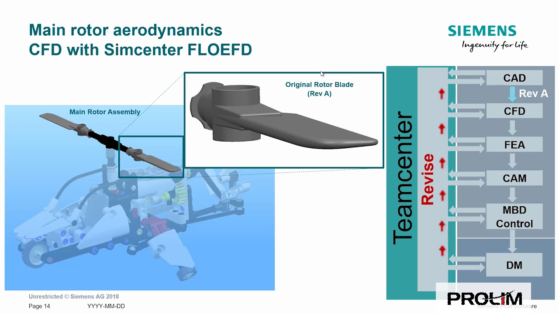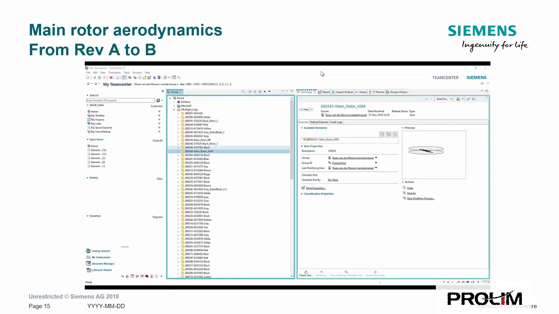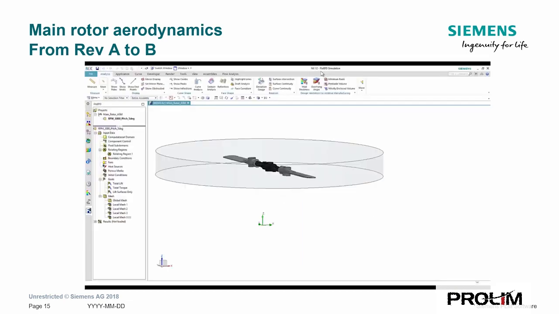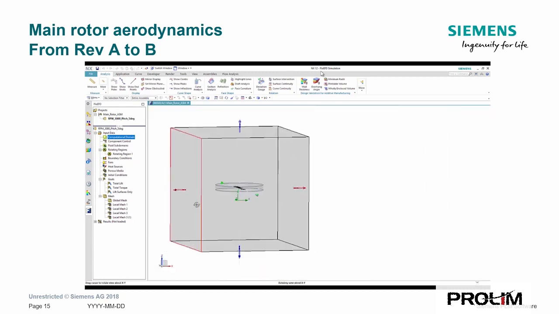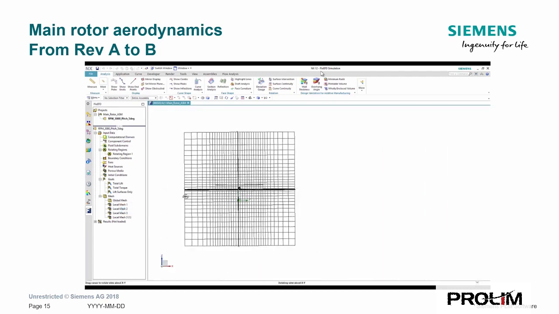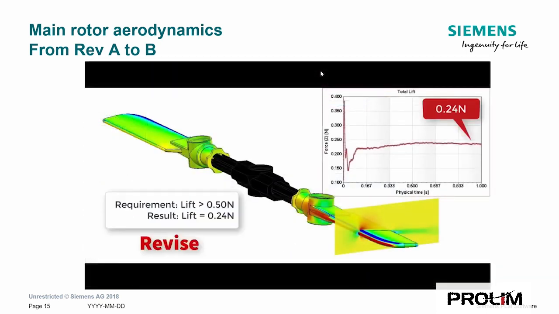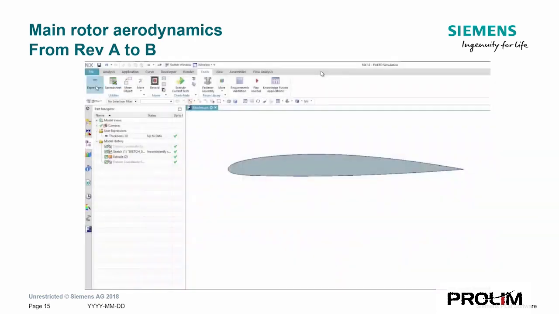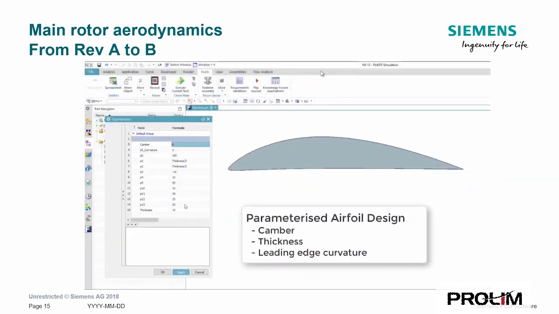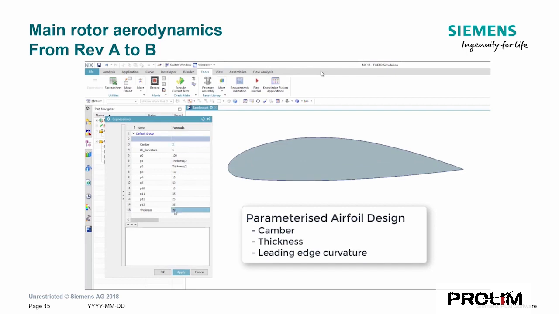Right, so let's consider the original rotor blade, which was referred to as revision A. Here you can see within Teamcenter, everything being loaded into a controlled environment. One can open up NX from within Teamcenter, load the model from there, and you will see the FlowEFD setup of just the main rotor assembly in order to have a look at the lift and drag, or then the required torque for that specific angular velocity.